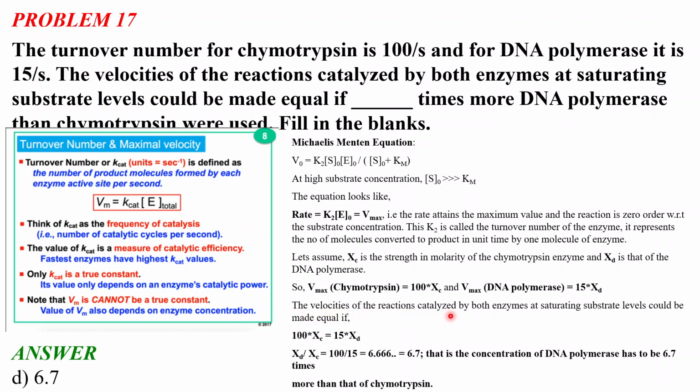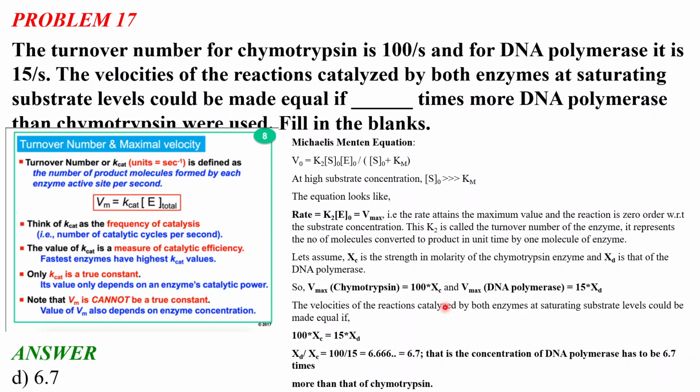Now, the velocities of the reactions catalyzed by both enzymes at saturated substrate level could be made equal if 100 times Xc equals 15 times Xd, meaning Xd divided by Xc equals 100 divided by 15, which is 6.7. That is, the concentration of DNA polymerase has to be 6.7 times more than the chymotrypsin. So if 6.7 times more DNA polymerase is present than chymotrypsin, only then can both reaction rates at the highest velocity be made equal. So option number D is correct.